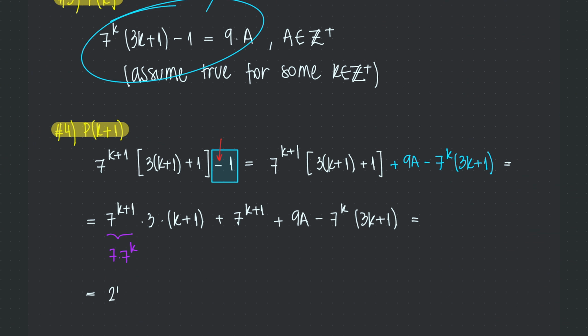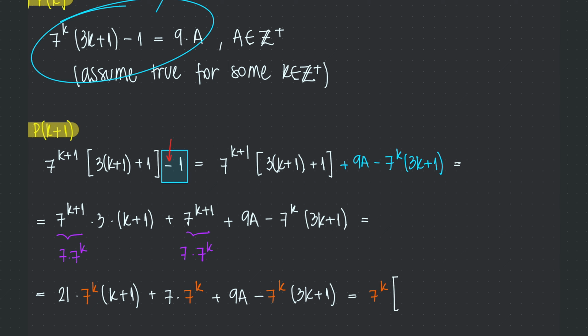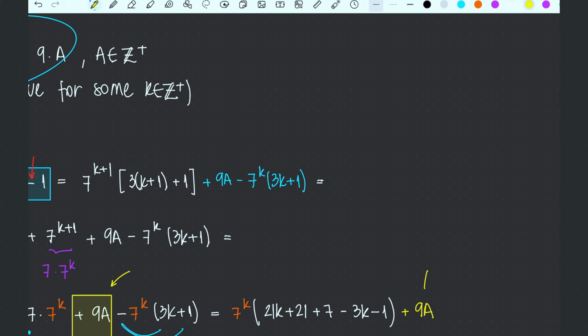Notice that we can rewrite 7 to the k plus 1 as 7 times 7 to the k, giving us 21, 7 to the k plus 1 plus, again, 7 times 7 to the k plus 9a minus 7 to the k, 3k plus 1. Now, all of these, they're common to every term. Therefore, we can factor it out. So what do we get? 21k plus 21 plus 7 minus 3k plus 1, meaning minus 3k minus 1. And we also have this plus 9a outside.